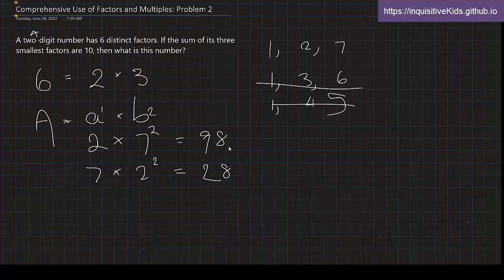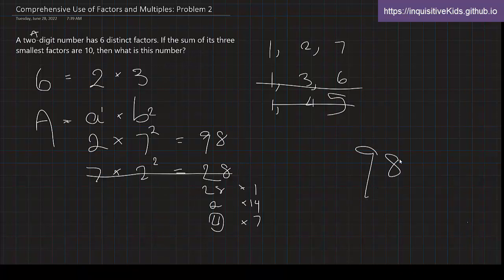Now we're just going to go back and see if it does have 6 distinct factors. Distinct means different. For 28, 28 times 1 would work. We could do 2 times 14. We could do 4 times 7. And that's it. But as you can see, for 28, there's a smaller factor than 7, and it has to be the 3 smallest factors. The third smallest factor is already 4, so this option is eliminated. And we don't even have to try 98. We know that 98 is the answer.